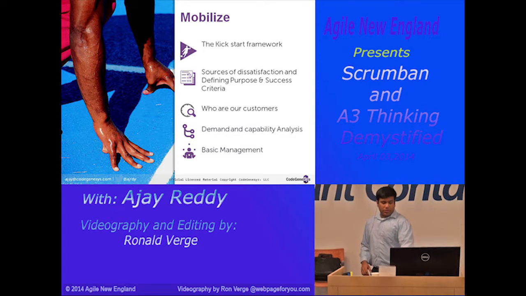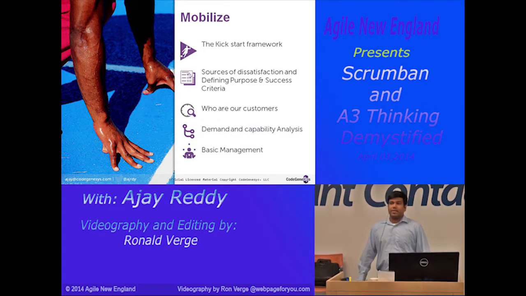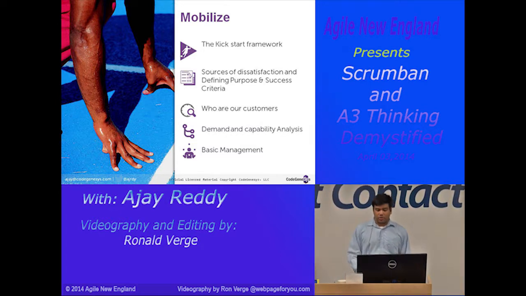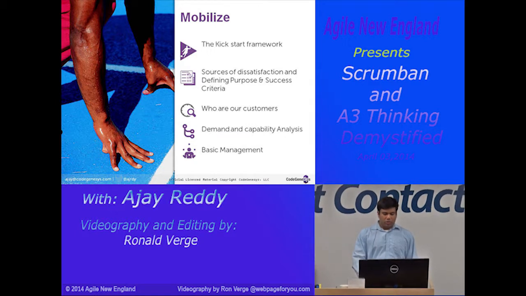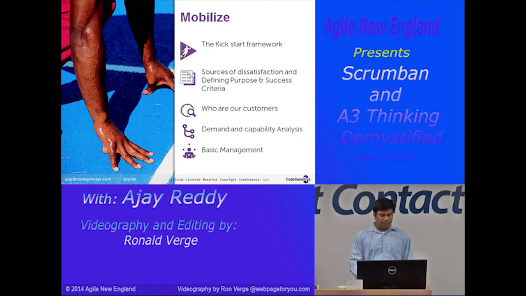So the book talks about this. It lays out a kickstart framework in the mobilize chapter. Through this, you identify your source of dissatisfaction. You understand the way you work. You do demand and capability analysis and basic management. And Scrumban teams start with this.